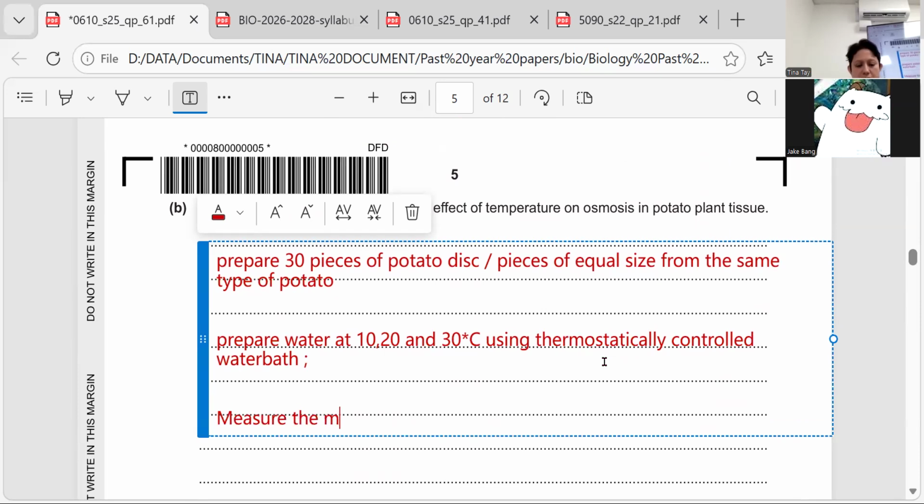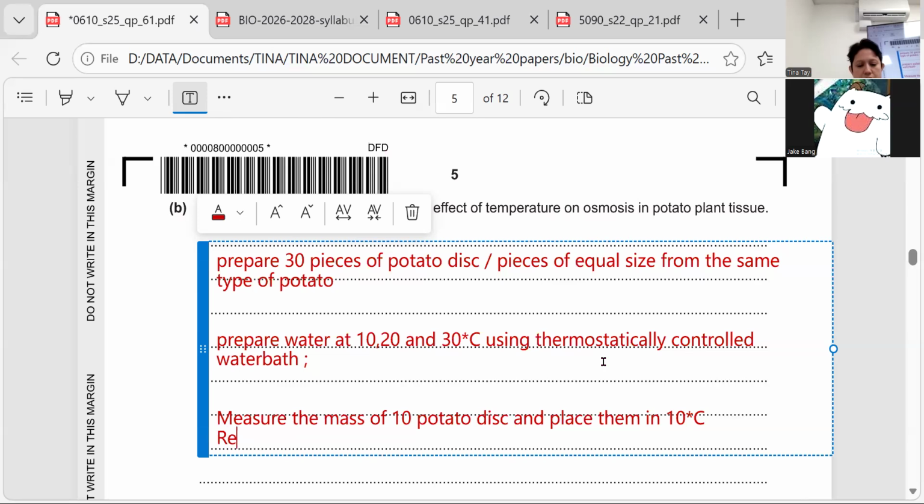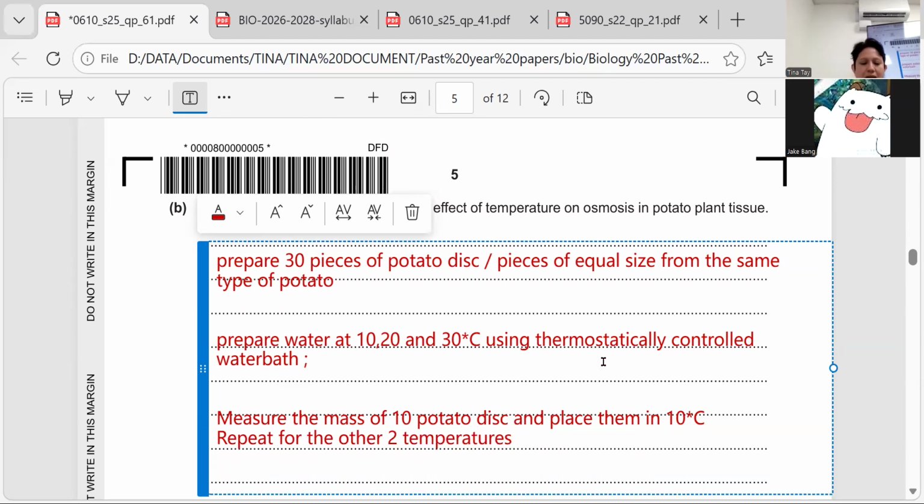Measure the mass of 10 potato pieces and place them in 10 degrees Celsius. Repeat for the other two temperatures. Okay? After how long? Don't put 5 minutes. Osmosis needs at least half an hour. Okay, half an hour to 45 minutes.